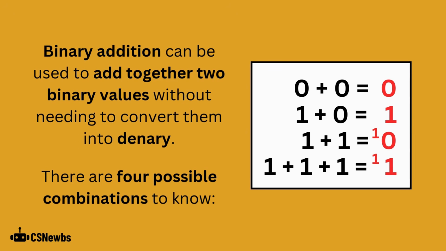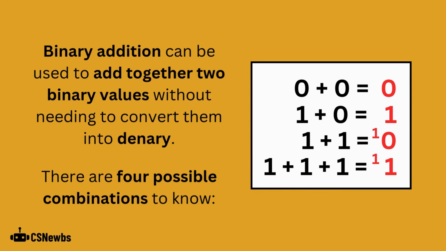Binary addition can be used to add together two binary values without needing to convert them into denary. There are four possible combinations to know. 0 plus 0 is clearly 0. 1 plus 0, or 0 plus 1, is equal to 1. 1 plus 1 is obviously 2, but in binary, this is represented as 1, 0. The 1 is a remainder, known as a carry, and then the 0 is the normal number. This will make more sense in the example shortly.